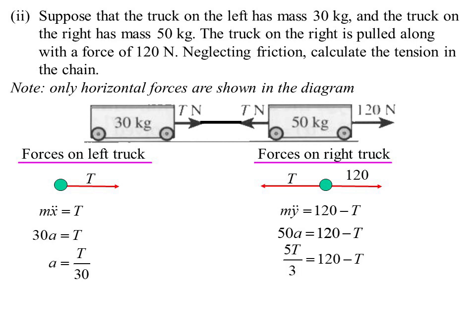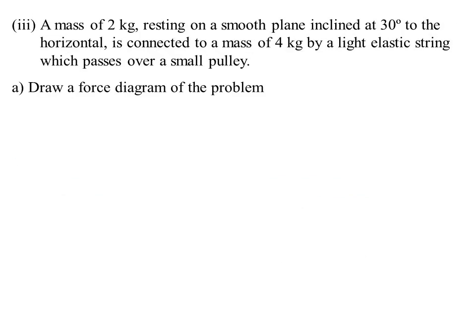But a we just worked out was T on 30. Sub that in, we get 5T on 3. Rearrange it, bingo, we've got our answer. That's how much tension: 45 newtons. Mass of 2 kilograms.